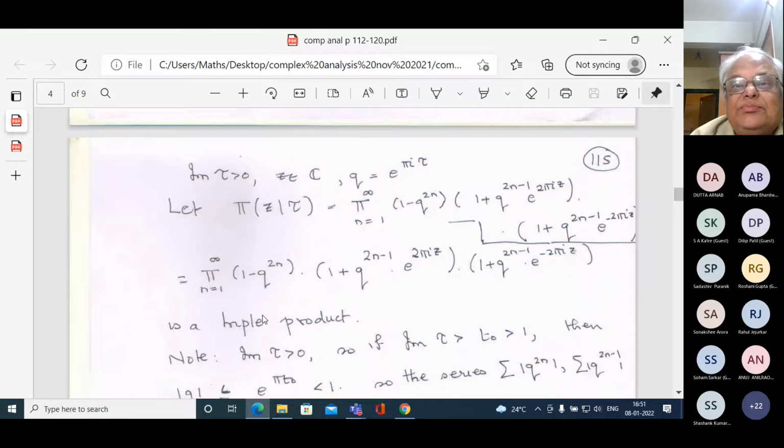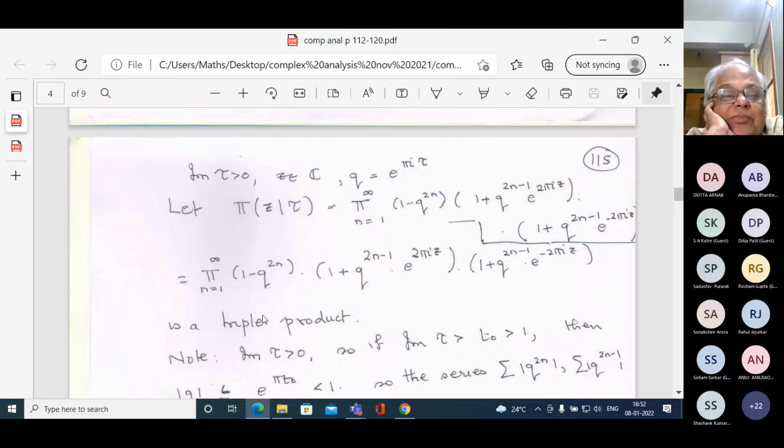talking about the proof. Okay, then I pulled this product out of my hat. Not that I have a hat, but what is this product? You take q equal to e to the pi i tau, and look at this product: 1 minus q to the 2n, 1 plus q to the odd powers multiplied by this, and 1 plus q to the odd powers multiplied by that exponential.